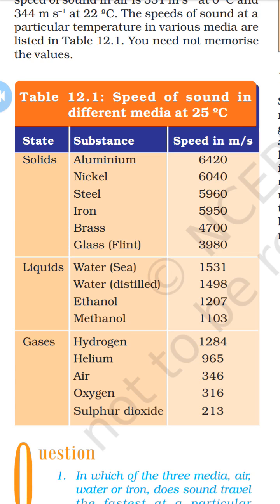In aluminium the speed is 6420 meter per second, in nickel the speed of sound is 6040, in steel 5960, in iron 5950, in brass the speed of sound is 4700, while in glass the speed of sound is 3980 meter per second. So from this data, we can conclude that the speed of sound in a medium depends on temperature, as well as on the properties of the medium. Similarly in liquids as well as gases, the speed is different in different substances at constant temperature.